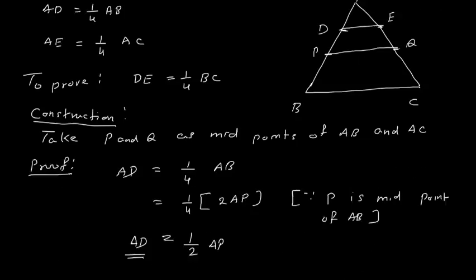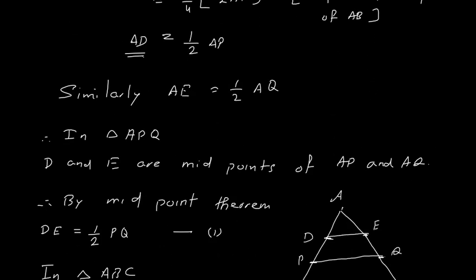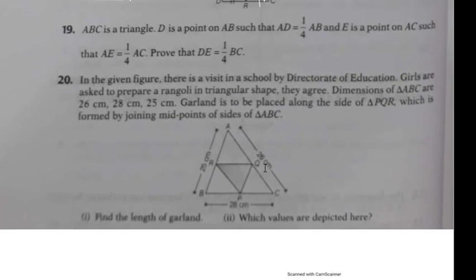This is your 18th question. Now the 19th question, okay, one last question. In the given figure, there is a visit in the school by the Directorate of Education. Girls are asked to prepare a rangoli in triangular shape. They agree. The dimensions of ABC are given on the diagram.